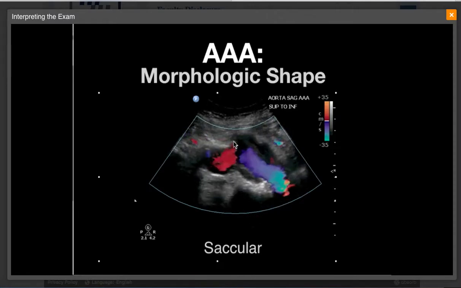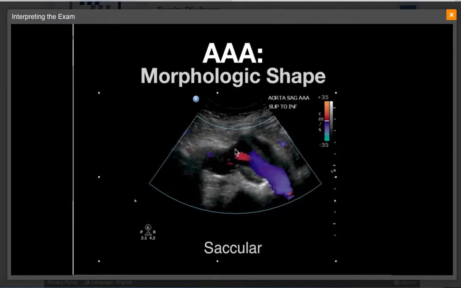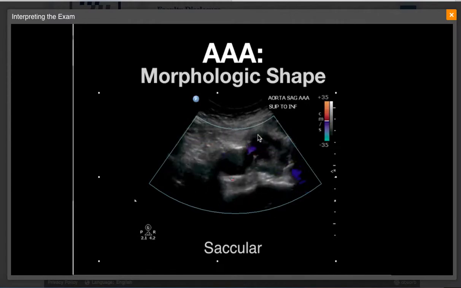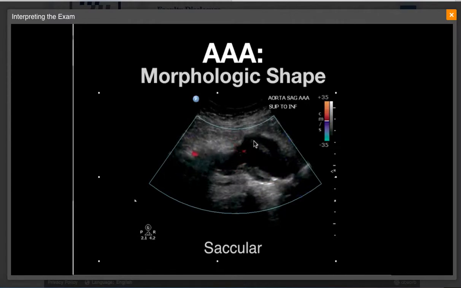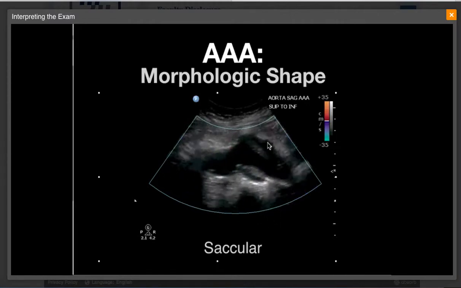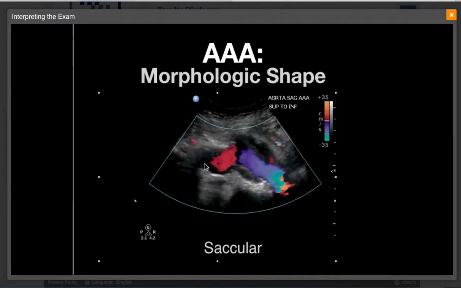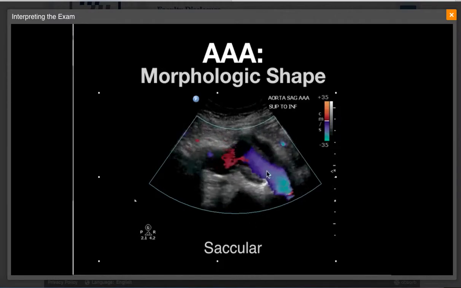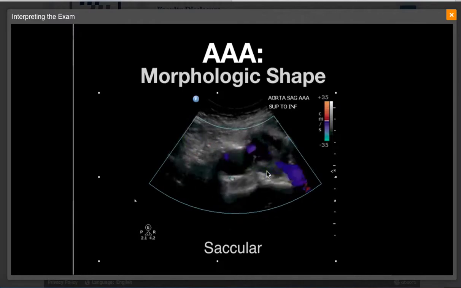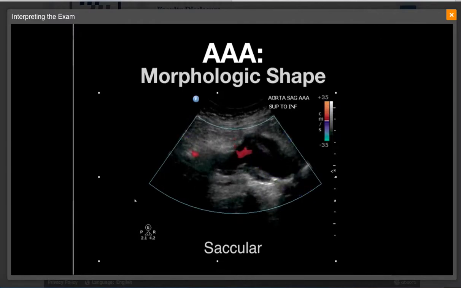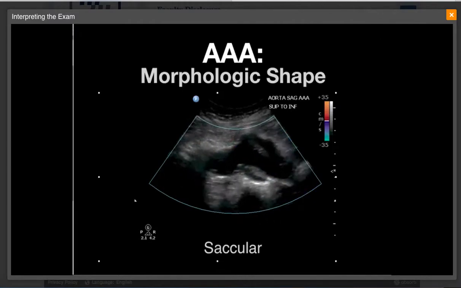This was a patient that had a saccular aneurysm. You can note the relatively abrupt transition point here, and here on this sagittal view is the aneurysm. Note that Doppler was used in this image but was not necessary to make the diagnosis of the AAA.